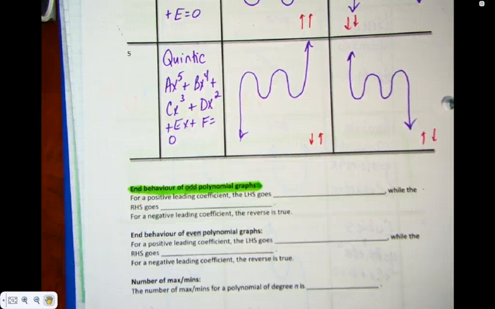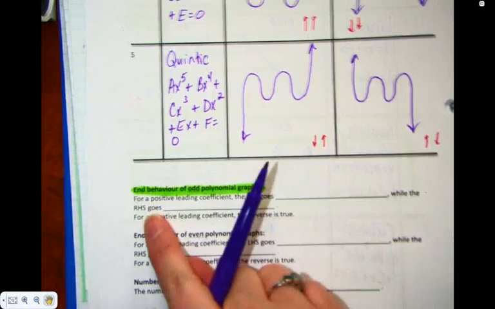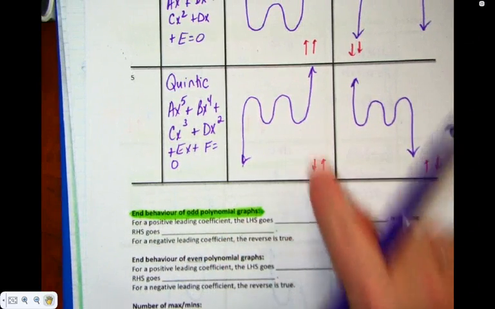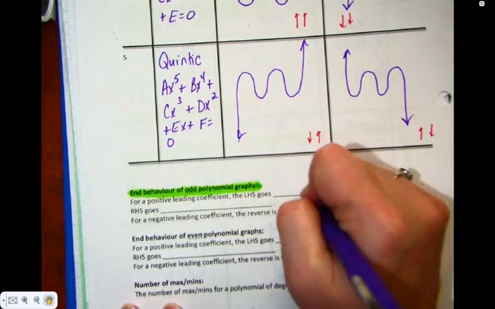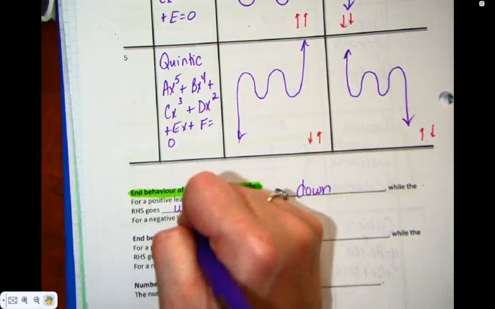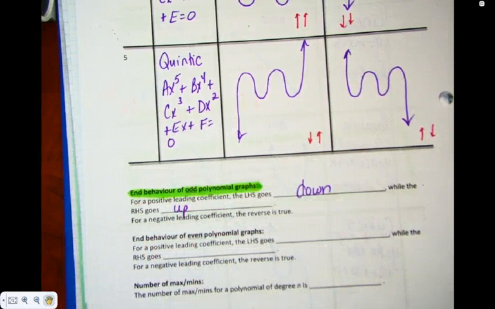What's an odd number? 3. Yes, more specific a definition. Ends in 1, 3, 5, 7, 9. So any of the exponents that have odd numbers, if we're a positive leading coefficient, the left-hand side goes down, while the right-hand side goes up. For a negative leading coefficient, the reverse is true.